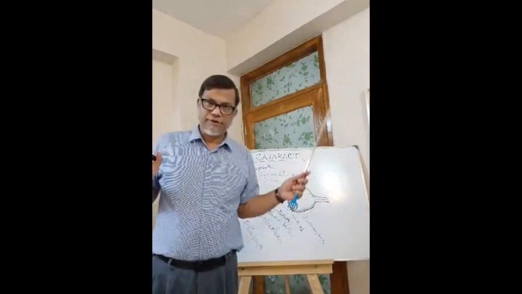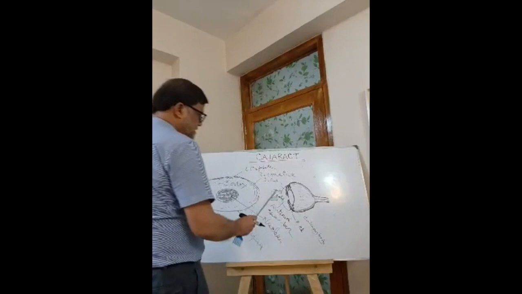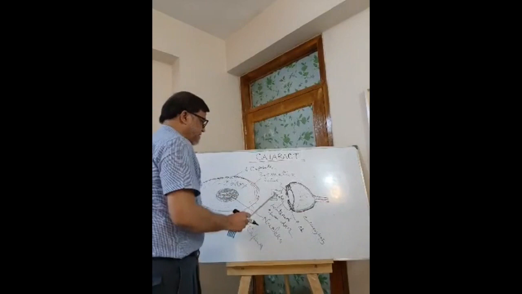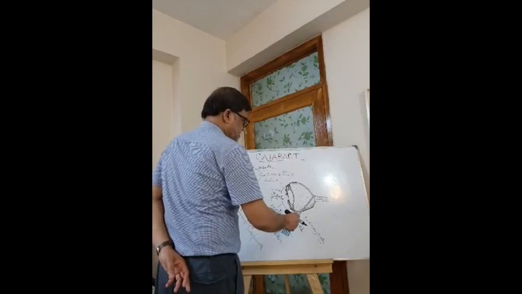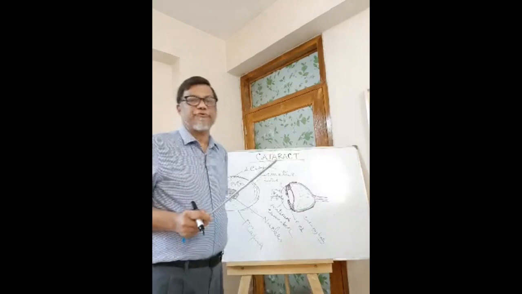But if there is any opacity in the transmission of light, it must be clear: cornea clear, aqueous clear definitely, and the pupil allows light to go inside, and ultimately it goes to the retina in the macula. Inside the macula is the fovea and foveola. You have to keep it clear.